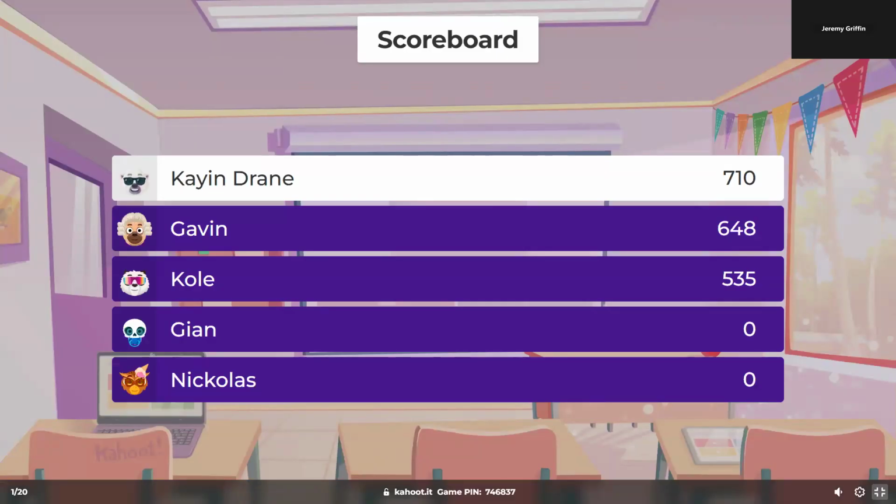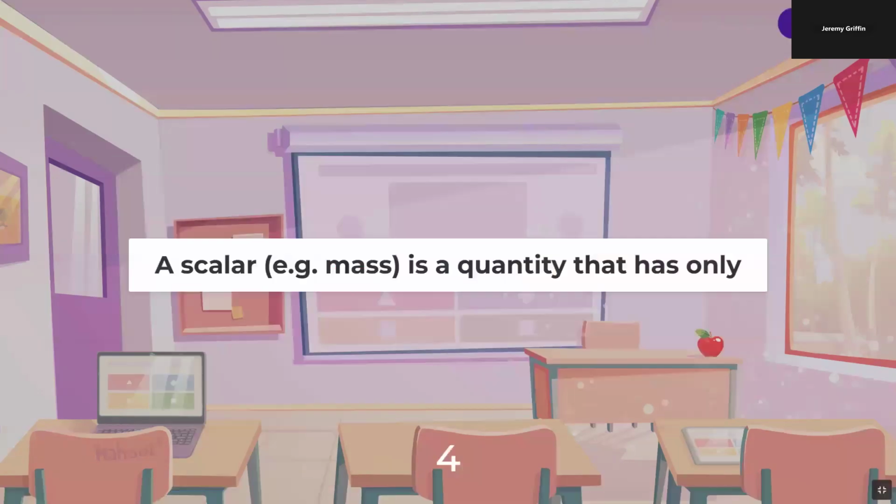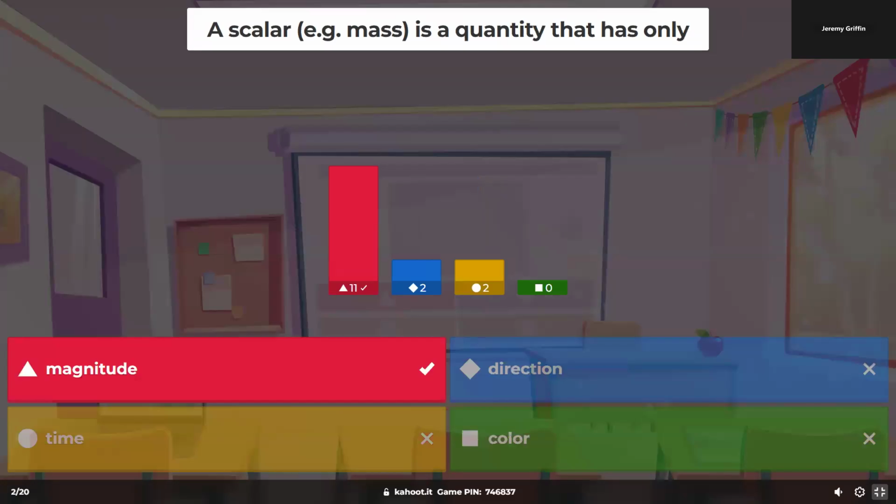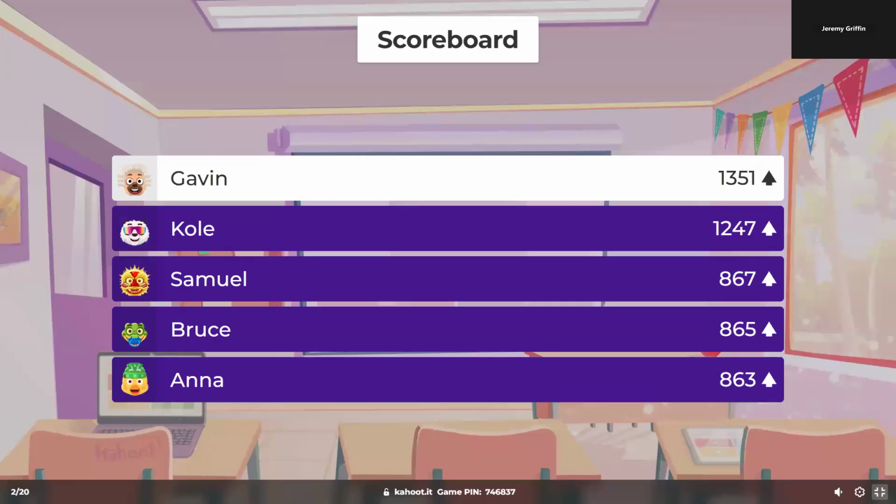All right, got points on the board. Got Cole, Gavin, and Kayan. A scalar, for example mass, is a quantity that has only magnitude, which is the number that you punch into a calculator. It's like how much, but not necessarily a spatial direction associated with it. So mass doesn't really have a direction. It's just how much. All right. Point. We got Anna, Bruce, Samuel, Cole, Gavin.